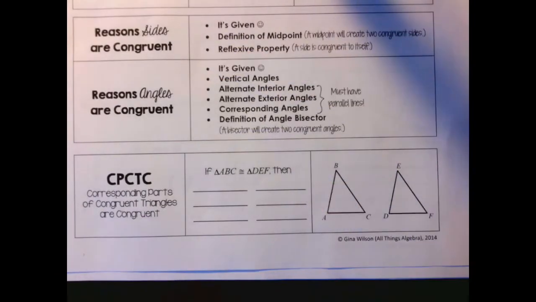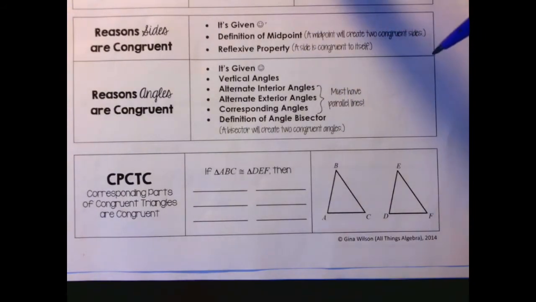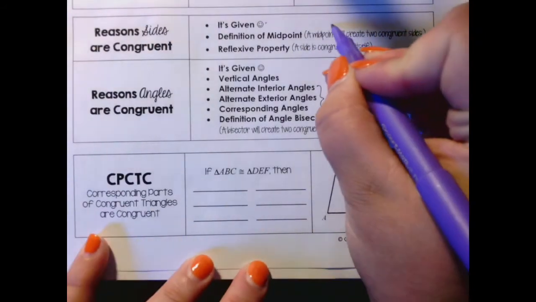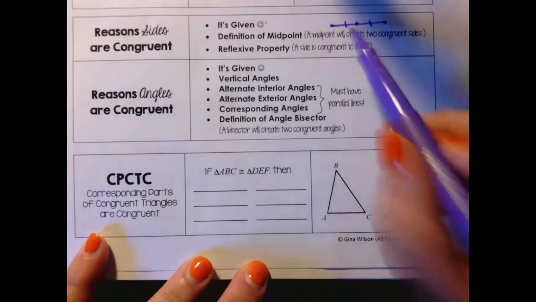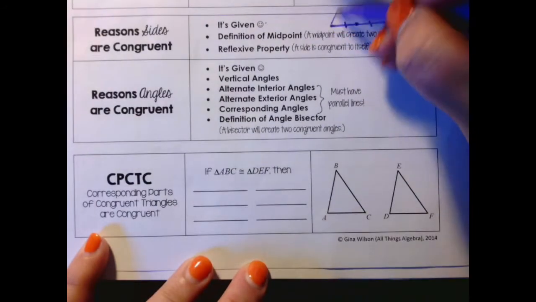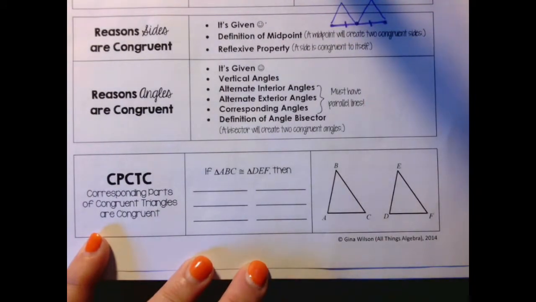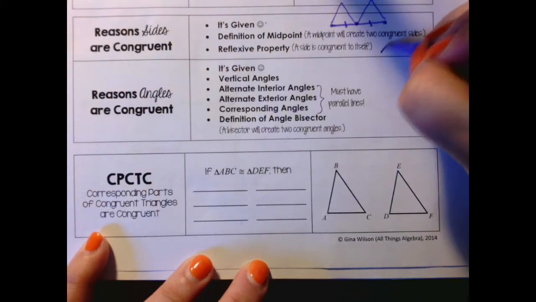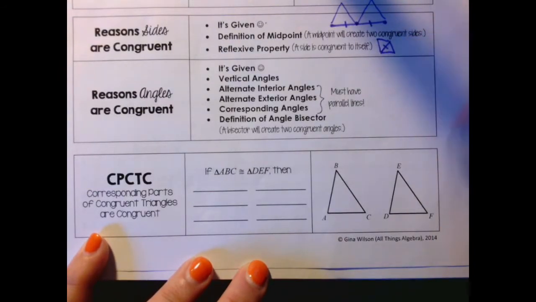Alright, reasons that we know sides are going to be congruent. First and easiest one, it's given. So if something is given, then we know they are congruent. Definition of a midpoint. So a midpoint will create 2 congruent sides. So if I have a segment, with this being my midpoint, I know these 2 are going to be congruent. So if I have a midpoint and it forms 2 triangles like this, I know those 2 are congruent, something like that. And then reflexive property, a side is congruent to itself. So if you have a shared side between 2 triangles, it'd be something like this. That side there, it's a shared side and they're both congruent.